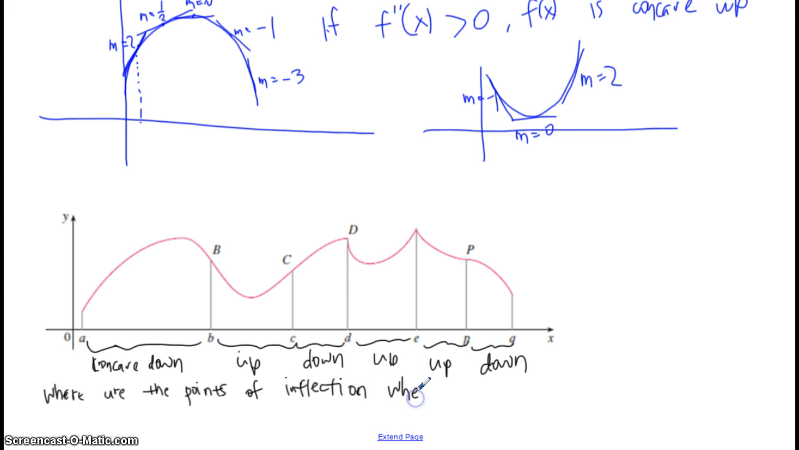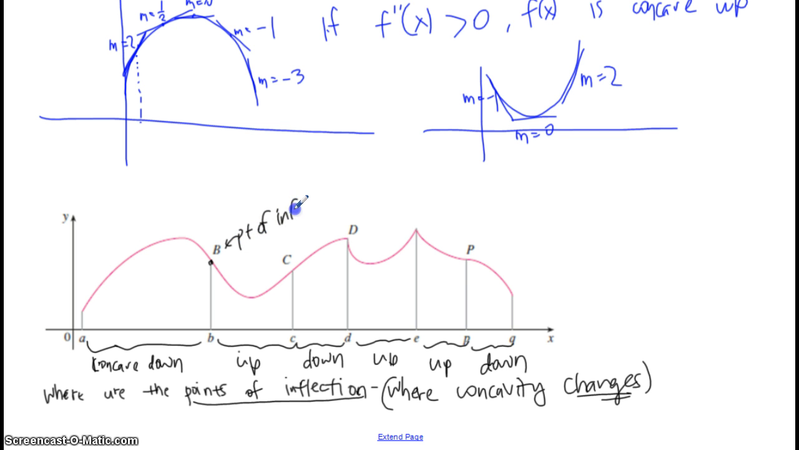A point of inflection right here is where concavity must change. It has to switch values, so watch. If it goes from concave down to concave up, this point right here is a point of inflection. If it changes from concave up to concave down, this is also a point of inflection. This one goes from concave down to up, also a point of inflection. This one right here, up at the top, goes from concave up and stays concave up. This one is not a point of inflection.